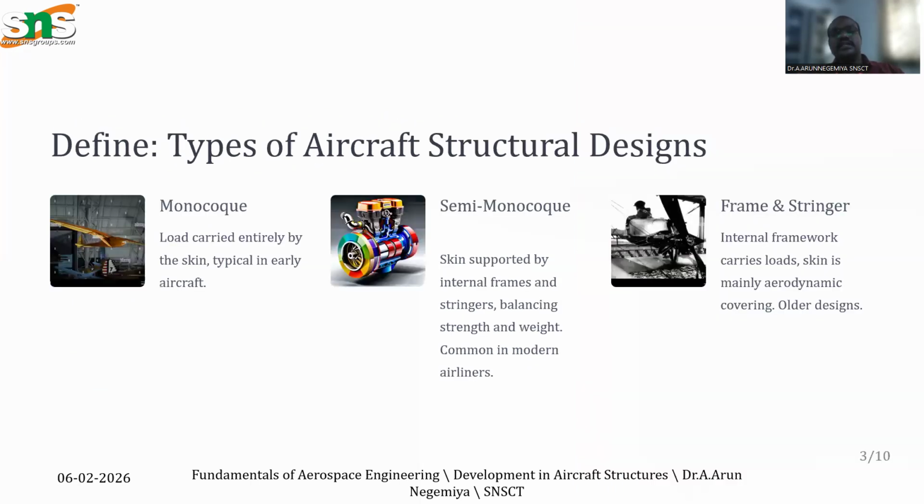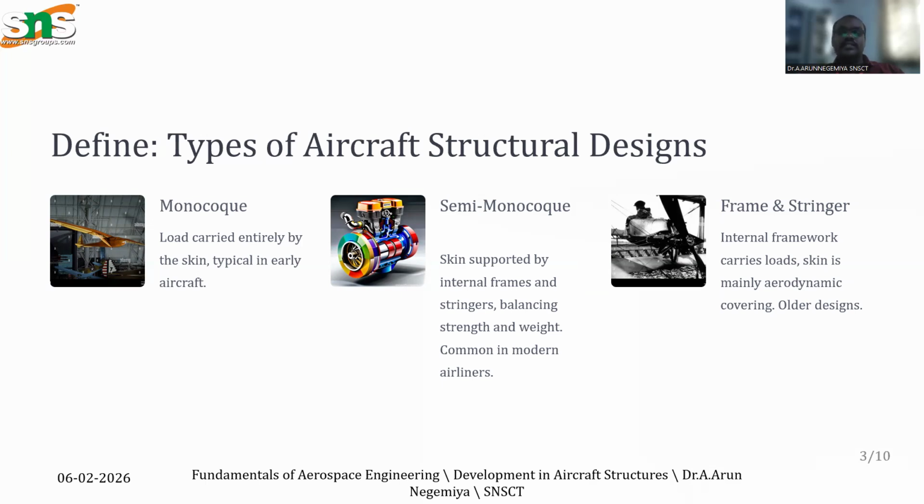Next one is the types of aircraft structures. Aircraft structures can be classified into two types. First one is the monocoque and semi-monocoque structures. In monocoque structures, the entire load can be carried by the skin. These types of monocoque structures can nowadays be utilized for all types of aircraft.